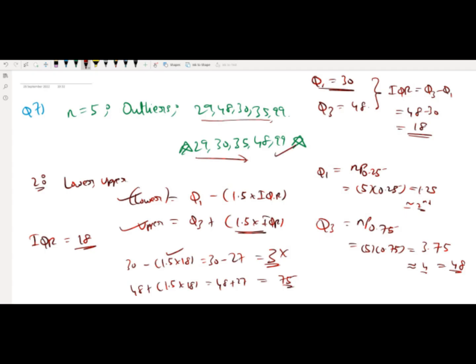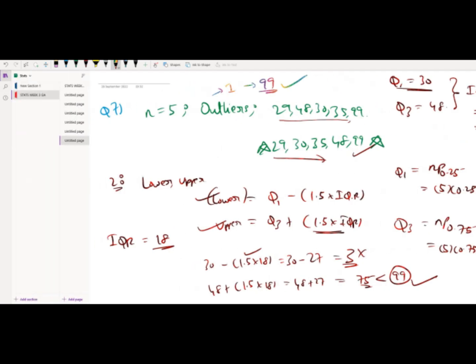Here we find one number which is greater than 75 and it is 99. Therefore we have one outlier. There is one outlier which is 99. We have only one outlier in the given data and it is 99 students. With this we have completed our 7th question as well. Now let's move on to the 8th question.